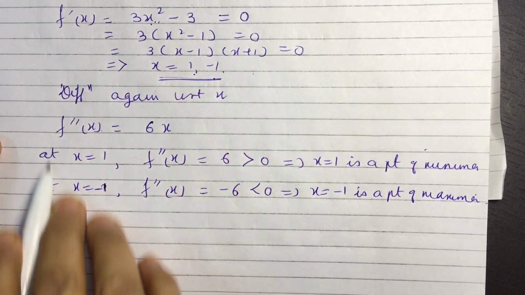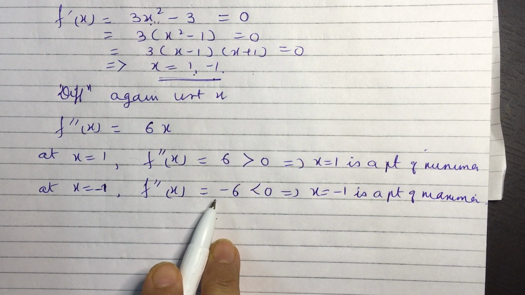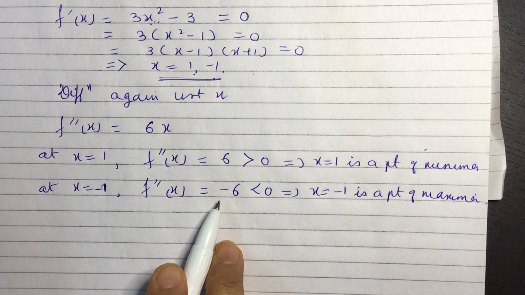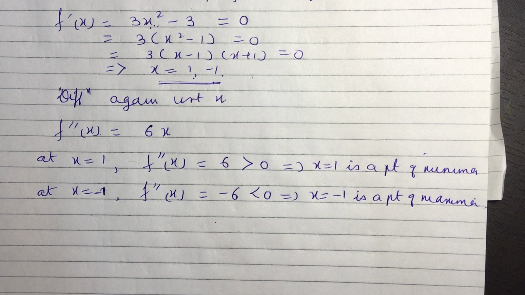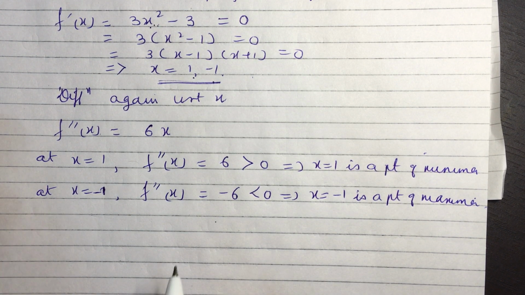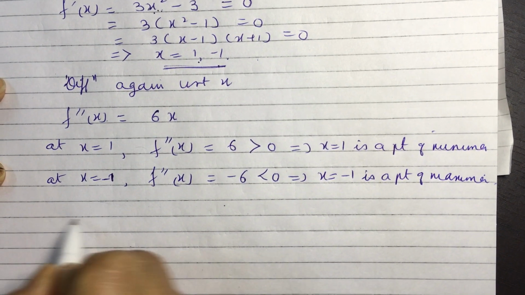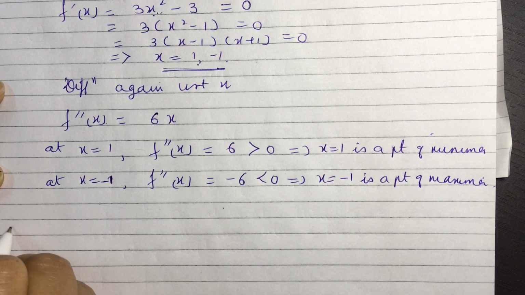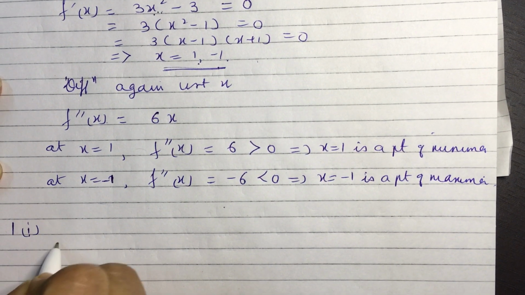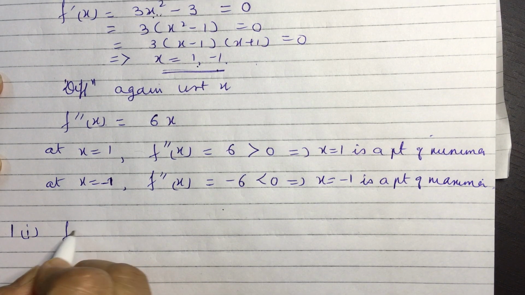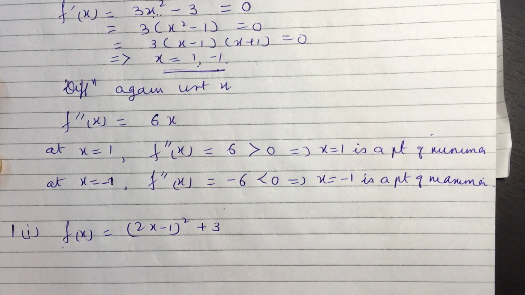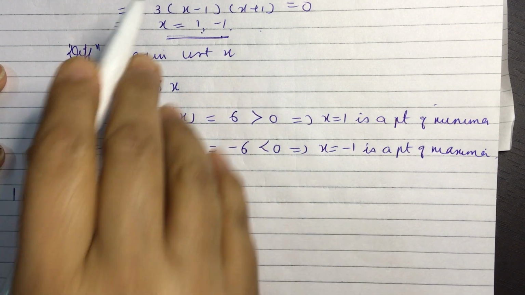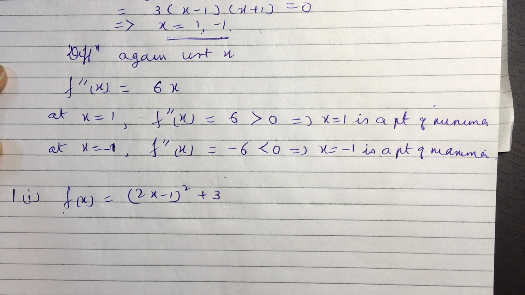So you can clearly see that this method of finding maxima or minima is very simple as compared to using the first derivative test. Now let's take up the question which we had done by the basic concept, which was f(x) equal to (2x minus 1) whole square plus 3. So let's do this by the second derivative test.